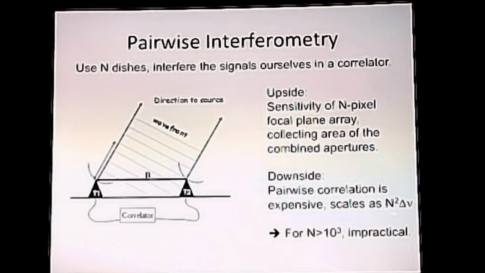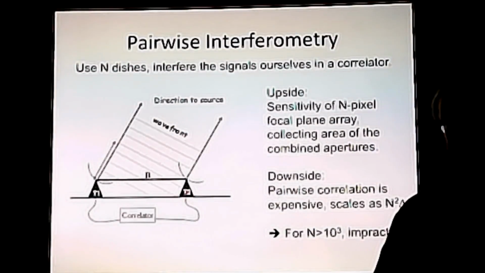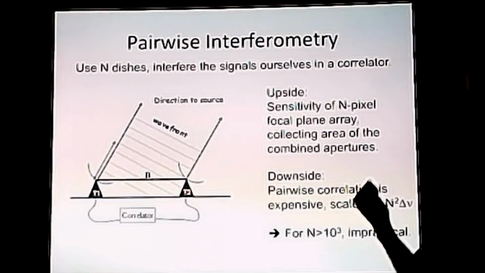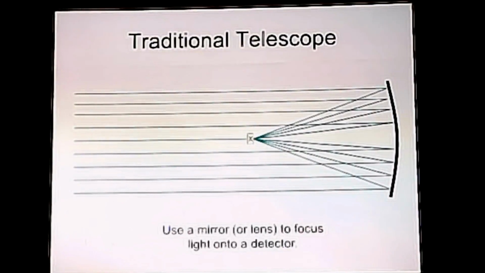The problem is that you have to do it pairwise. You do A with B, A with C, A with D, B with C, B with D, C with D. It gets expensive quickly. It scales quadratically. And when you get into the thousands, it becomes impractical. Into the millions, it's still beyond the reach of any supercomputer. So when we started this, 1,000 couldn't be done on even the largest supercomputer on the planet. So we said, OK, that doesn't quite work. Back to the drawing board.